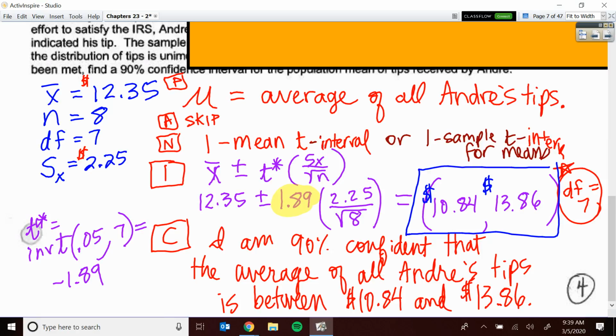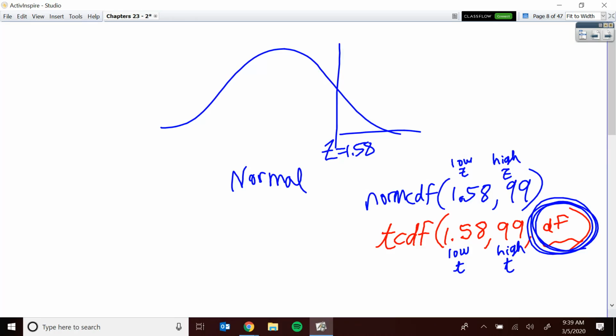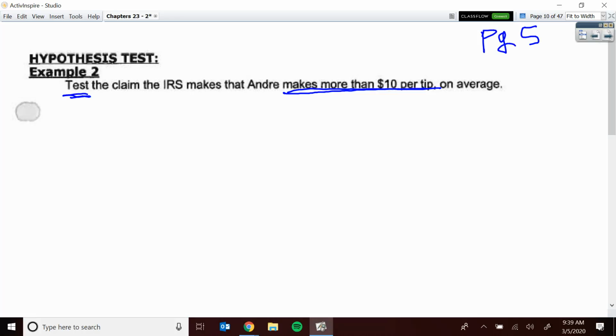But what decision do you think we're going to make with the null hypothesis based on this interval being 10.84 up to 13.86? Probably going to reject it because this entire interval is greater than $10. Okay, so let's run the test. We need to confirm that by running a hypothesis test. The IRS claims that he makes more than $10 per tip on average. So we're going to do our PHANTOMS.